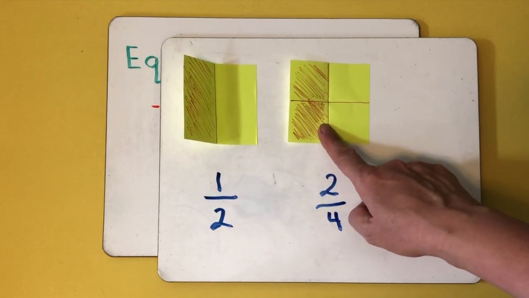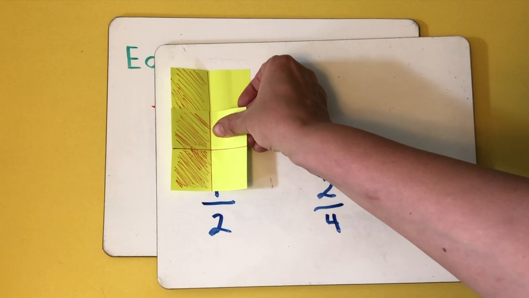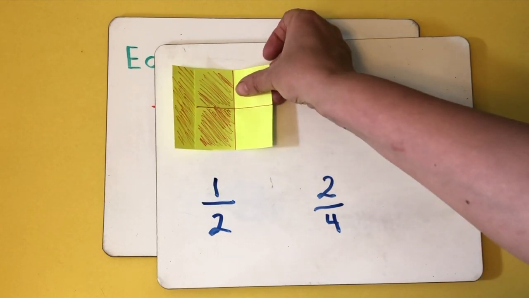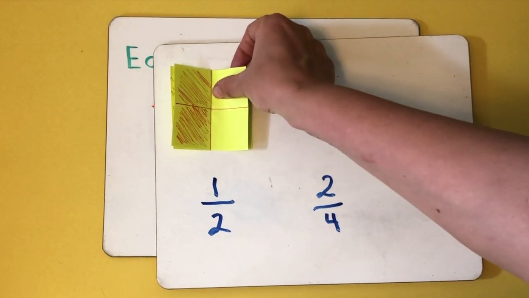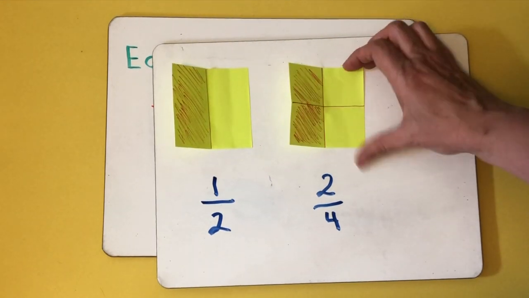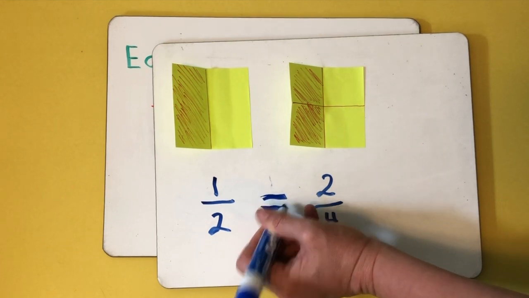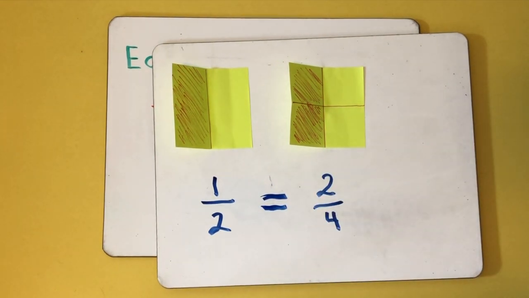amount shaded in. If I pick this up and move it over here, I can see it's the same width. I can see it's the same height. They cover each other exactly. It's the same amount. So 1/2 is equal to or equivalent to 2/4.